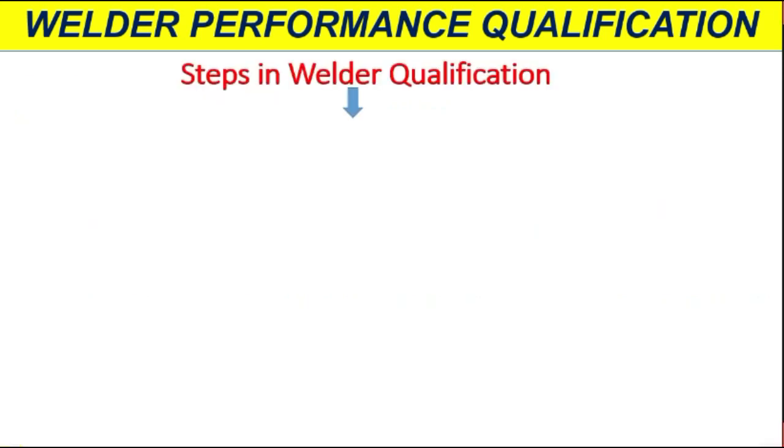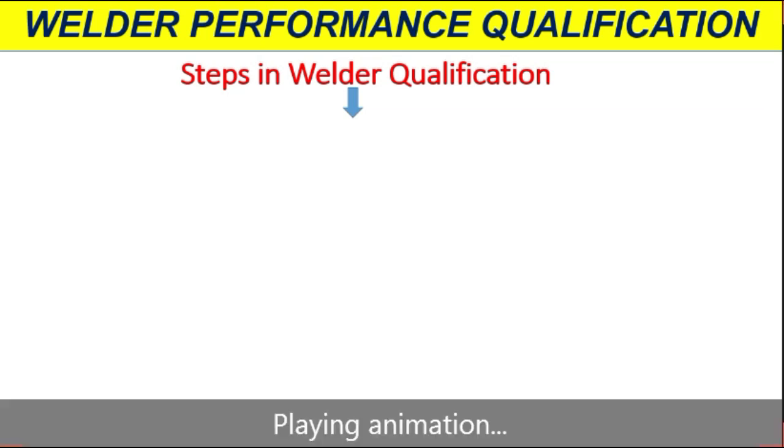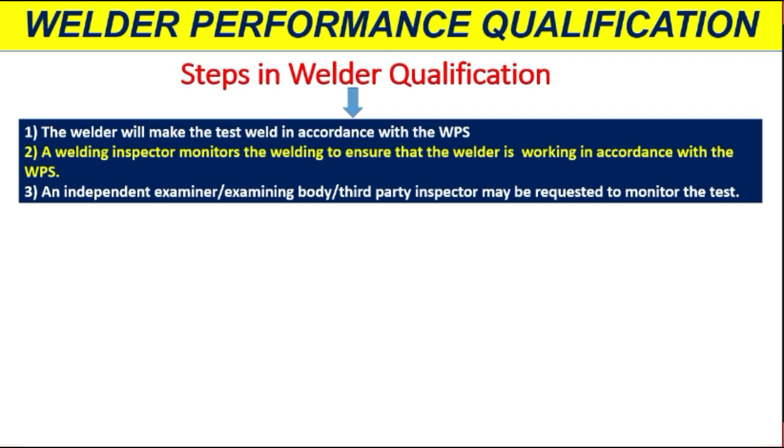Another thing I forgot is the steps in welder qualification. What are the steps? I am giving one gist here, of whatever I prepared from beginning to end. First, the welder will make the test weld according to the WPS. After that, a welding inspector checks and monitors the welding, to ensure that the welder is working in accordance with the WPS.